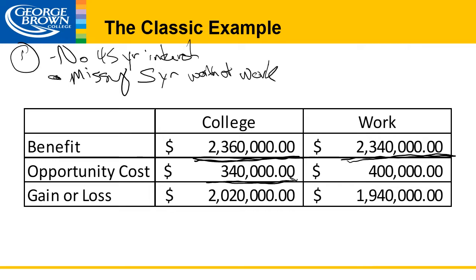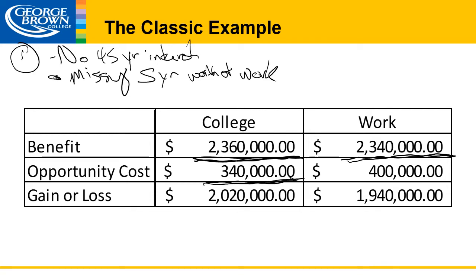So if you take the $50,000, multiply it by 5, and then add the interest income, that gives you your opportunity cost for going to college instead of working straight away.